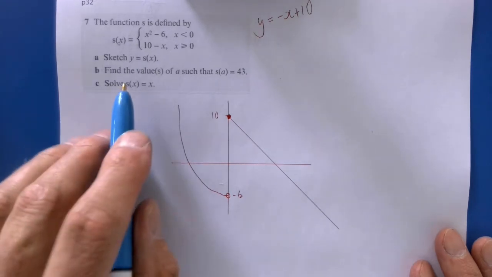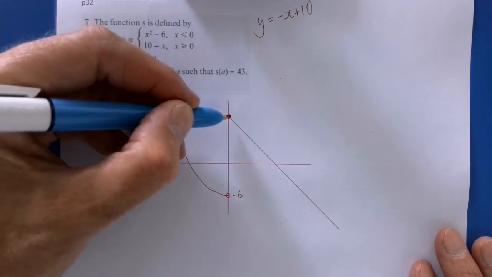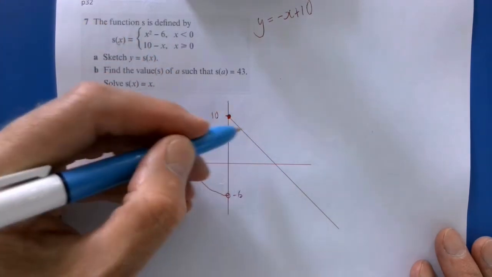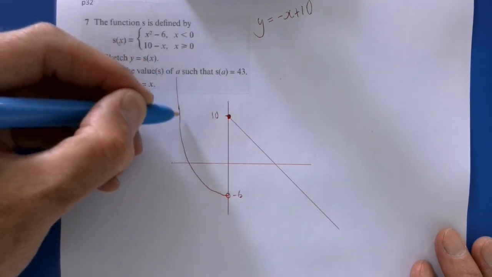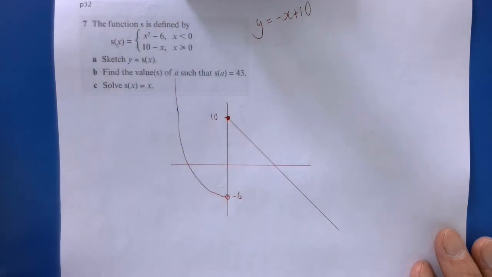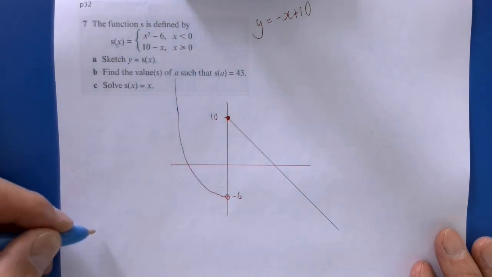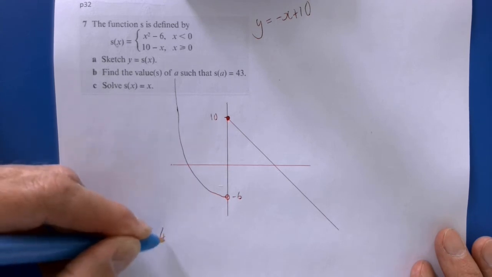So the good news about that is find the values where it equals 43. Well, this line never equals 43, because the highest it reaches is 10. So I've only got to worry about this curve here, which will eventually go up and get to 43 on the y-axis. So the solution for part B is just when x squared minus 6 equals 43.